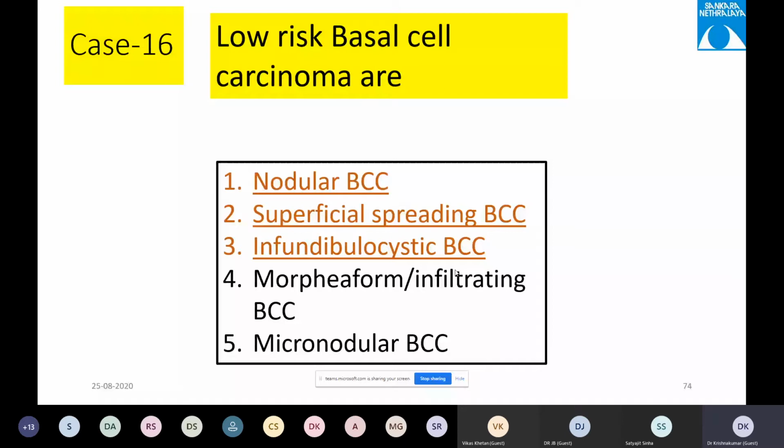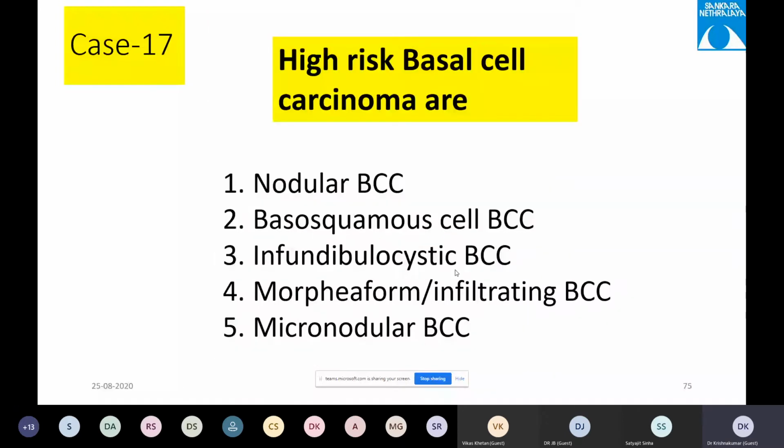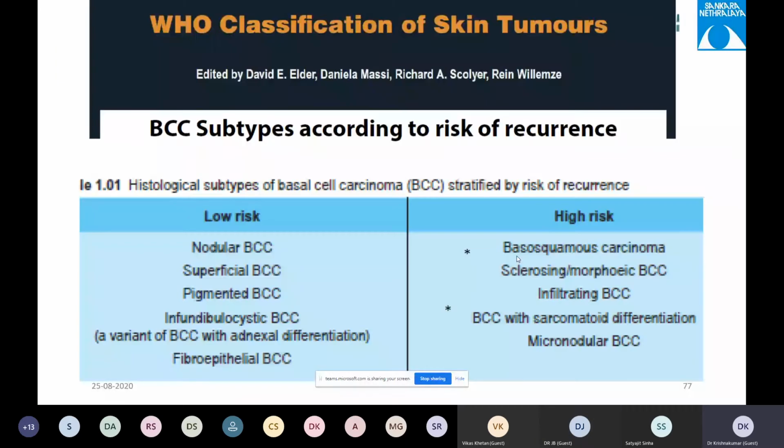Then what are high risk BCC? Yes, morphea type, infiltrating BCC, micronodular BCC, and basosquamous BCC are high risk basal cell carcinoma. The chances of recurrence are very, very high. This is the 2019 classification where they classify basal cell carcinoma into low risk and high risk. Low risk: nodular, superficial, pigmented, infundibulocystic, fibroepithelial type. High risk: basosquamous cell carcinoma, sclerosing or morphea, infiltrating, basal cell carcinoma with sarcomatoid differentiation, and micronodular.